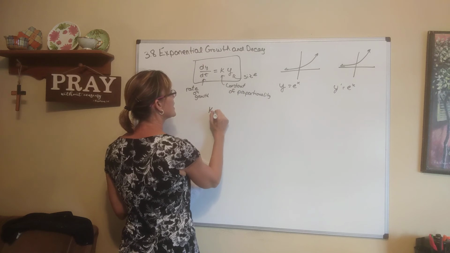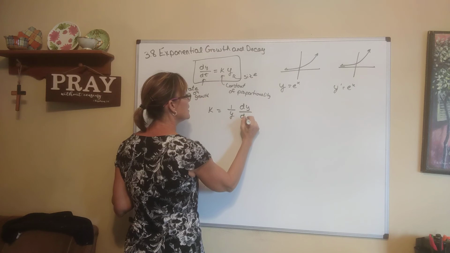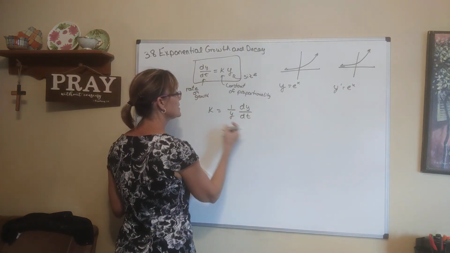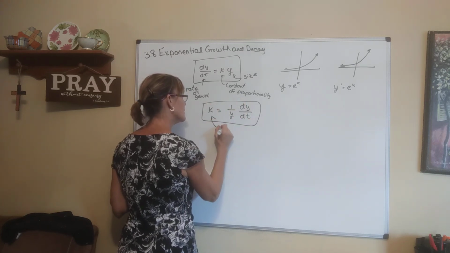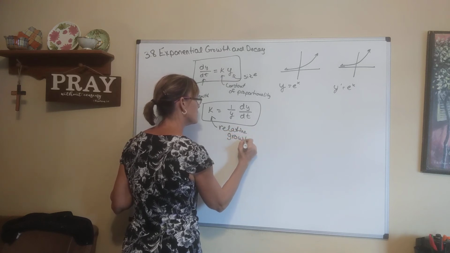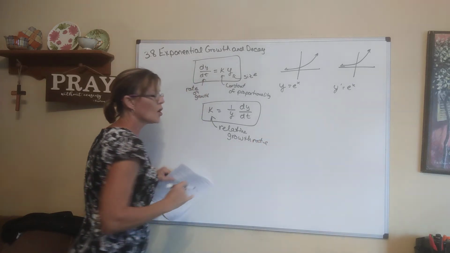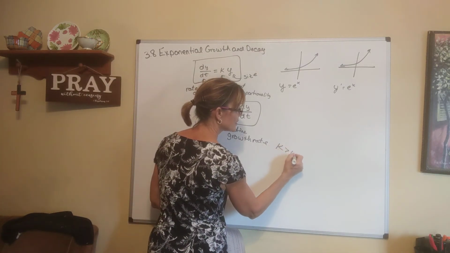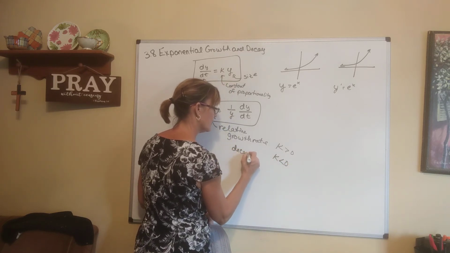And we could get that k is equal to 1 over y times dy dt. Now I called it the constant of proportionality, but when we solve for k like this, k is called the relative growth rate. I'm using the word growth, but I could also use the word decay. When k is positive, it's a growth rate, and when k is negative, it's a decay rate.